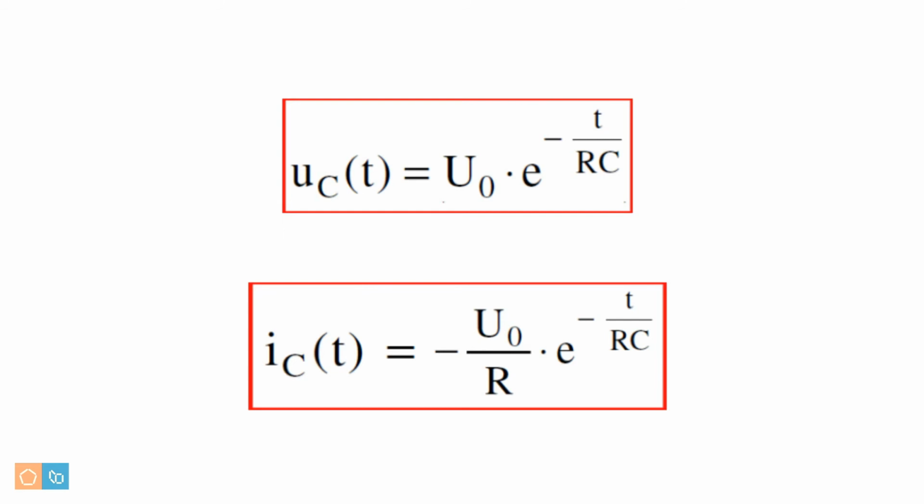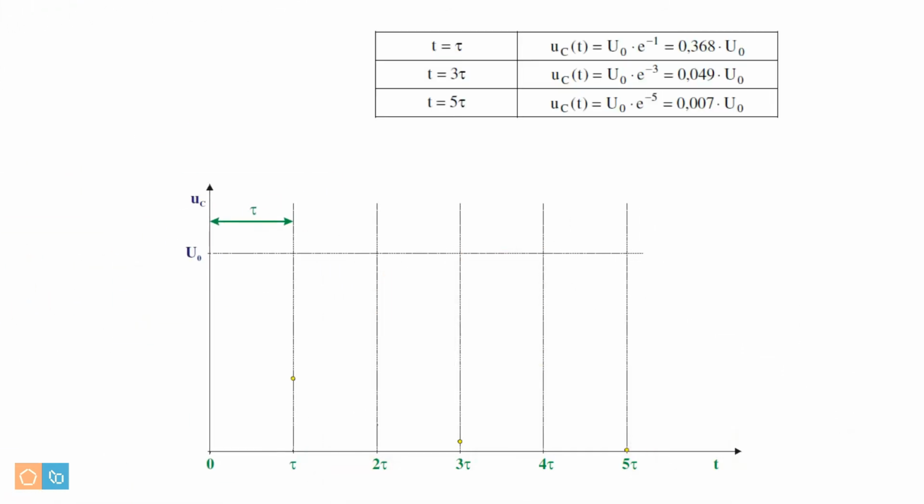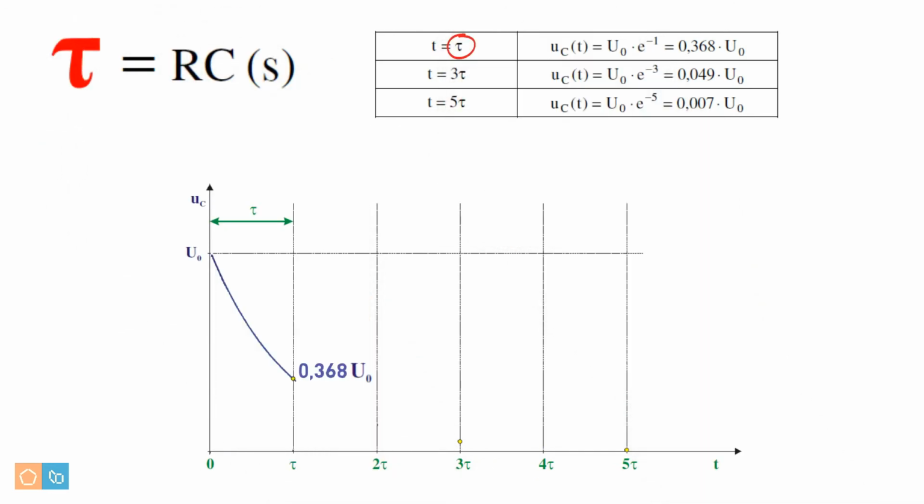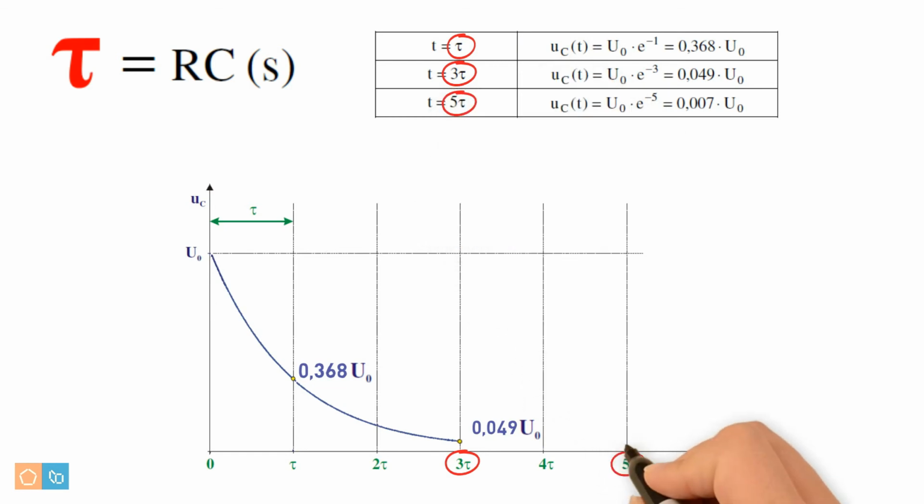But now, let's analyze the graphic representations of these expressions. After a time equaling R times C, the voltage across the capacitor terminals, initially charged with a voltage of U0, reaches 36.8% of that value. This time period, R times C, is called time constant, which is represented by the letter tau. After 3 times that time, that is, after 3 times tau, the voltage across the capacitor reaches 4.9% of U0. And after 5 times tau, it reaches 0.7% of U0.